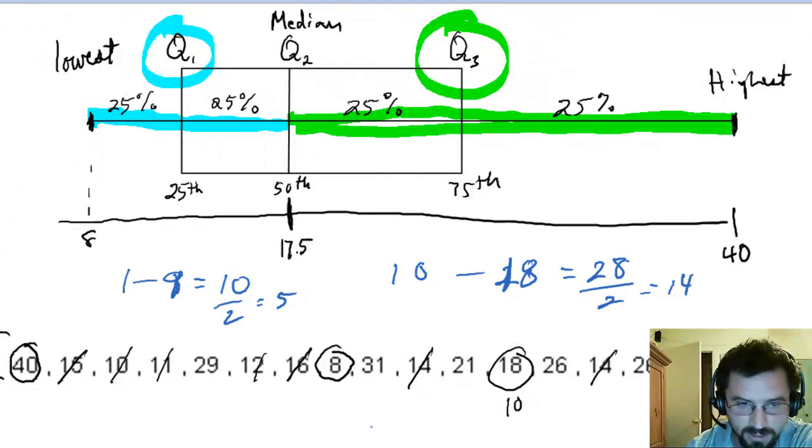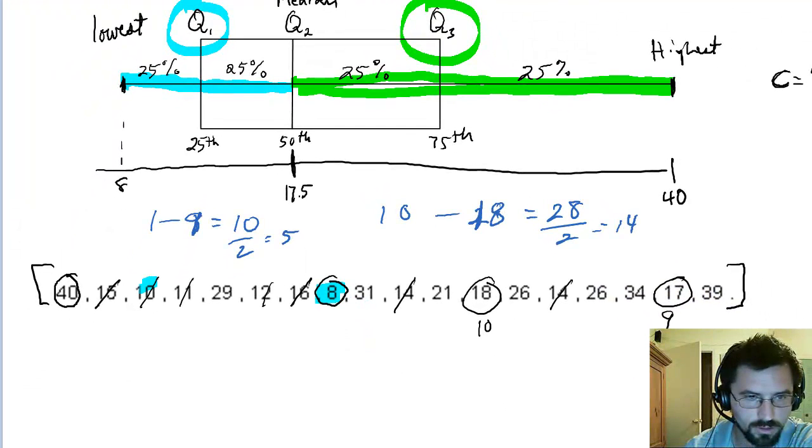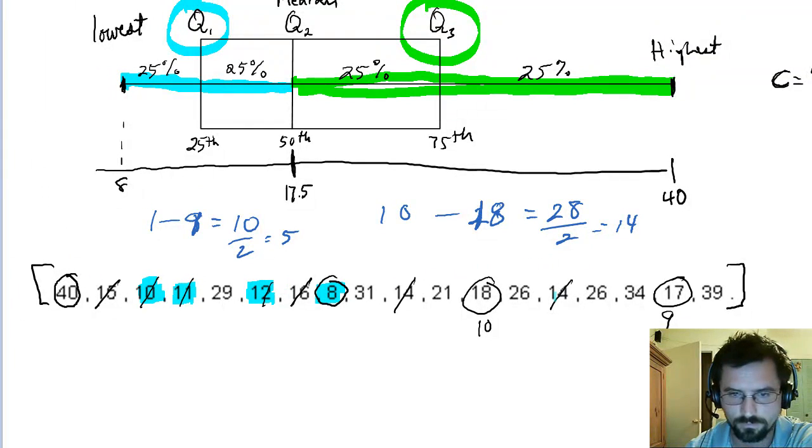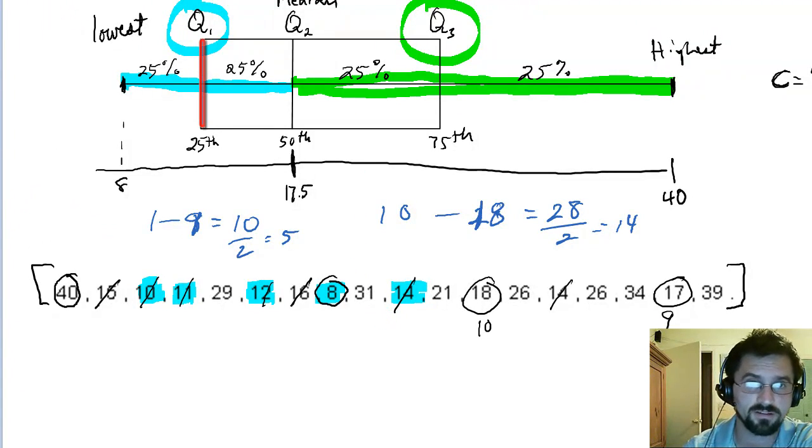So starting at 8 again. 8 is the lowest number. We're looking for the fifth. 1, 2, 3, 4, 5. Either one of these 14s will be it. Okay, so 14 is the fifth number. That means this quartile would be found at 14. Obviously, this is not to scale.